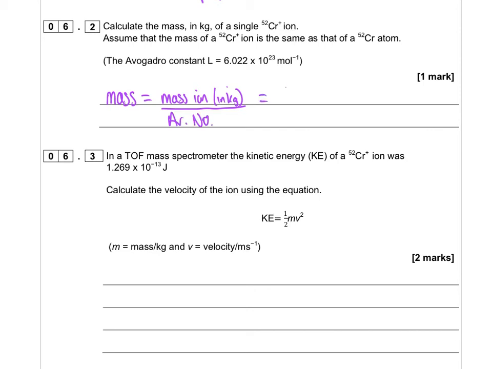So it would be 52 divided by 1,000, because that would be the mass of 1 mole. Remember, the masses on the periodic table would be in grams. And then we need to divide that by Avogadro's number, which is 6.22 times 10 to the 23. Which gives us a mass of 8.6. I've only really got 2 sig figs, so I'm just going to put 8.6 times 10 to the minus 26.